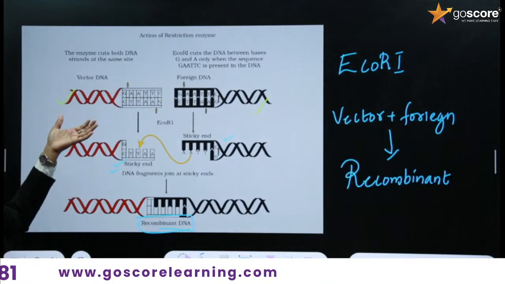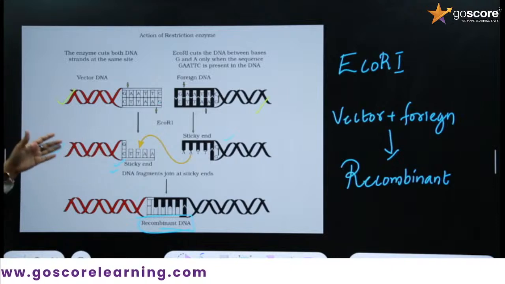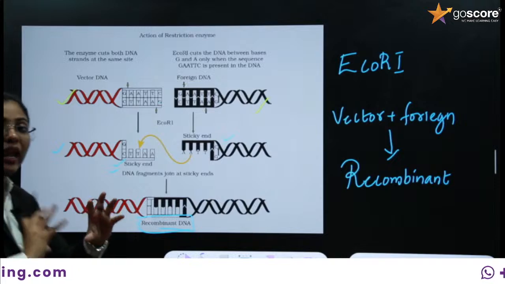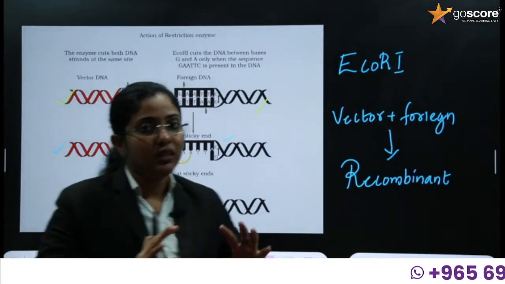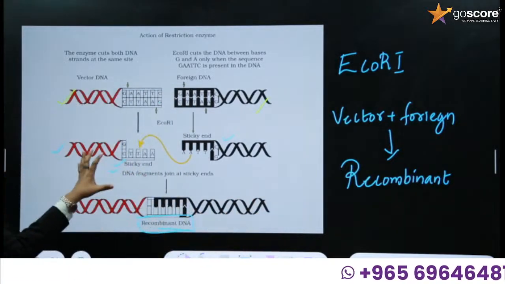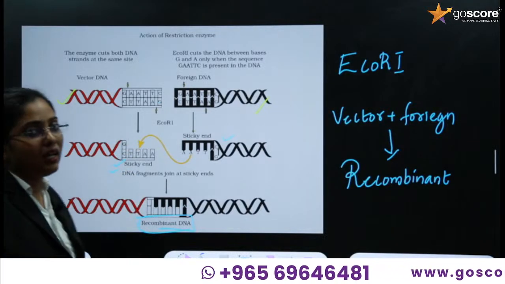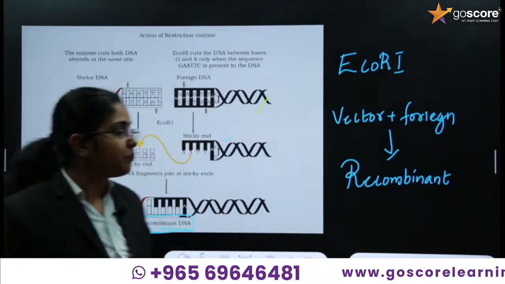When it is acting upon the vector DNA and foreign DNA, what happens? Sticky ends are produced. Sticky end means the end which can be stuck together. Okay, that is a simple meaning. Okay, sticky ends are produced. When sticky ends are produced, what happens? Recombinant DNA is formed. Okay, clear.